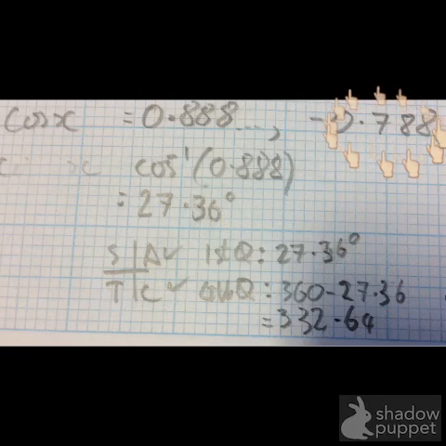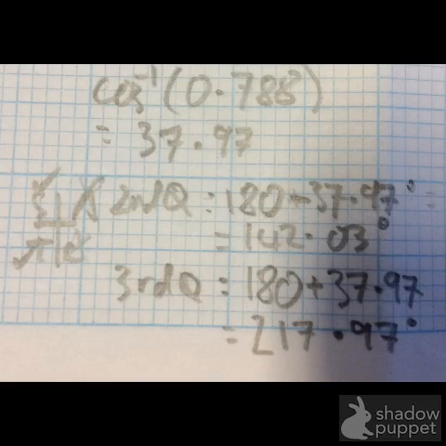I'm now going to use this. Of course, I've dropped the negative here, taken the inverse cos of it to get 37.97, and then remembered that what I've got is negative 0.788. So cos is negative, so I'm not interested in the first quadrant, not interested in the fourth quadrant. So I've got solutions in the second and third. So hopefully you should all know second quadrant is 180 take away my little building block here, and third quadrant's 180 plus, giving me that solution.